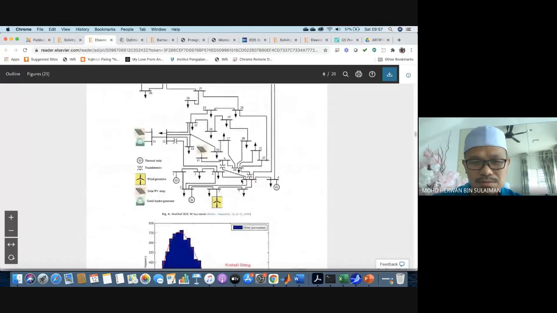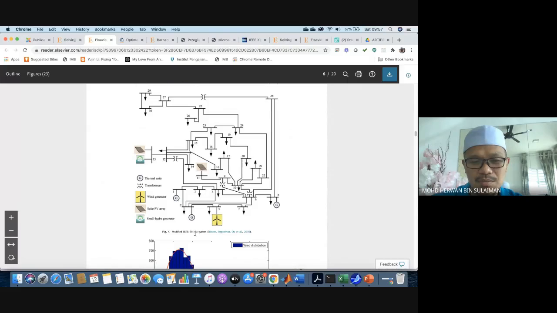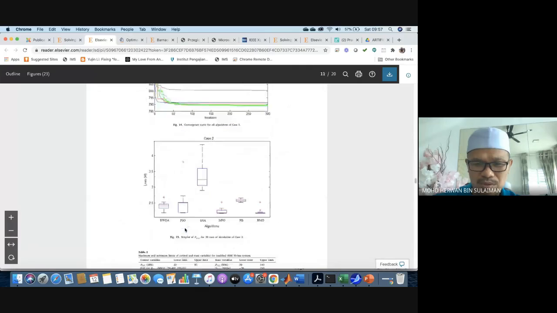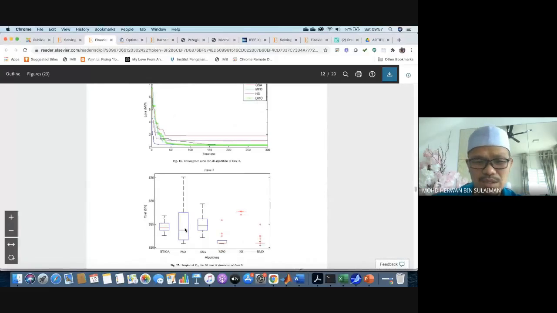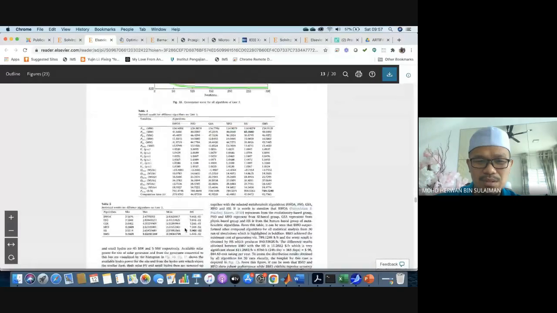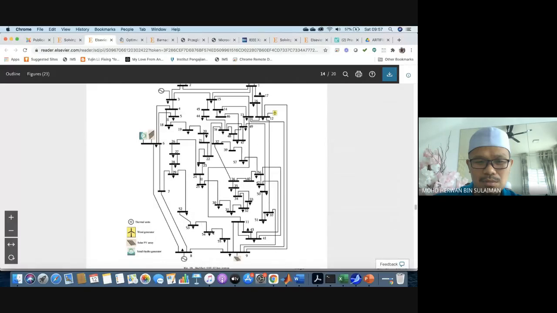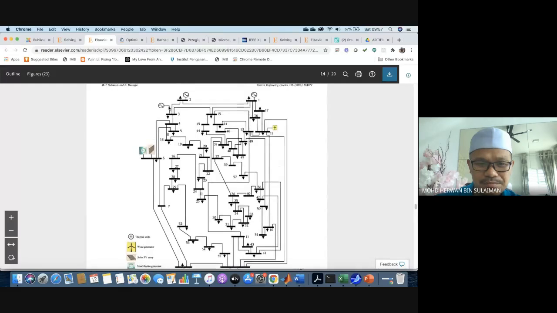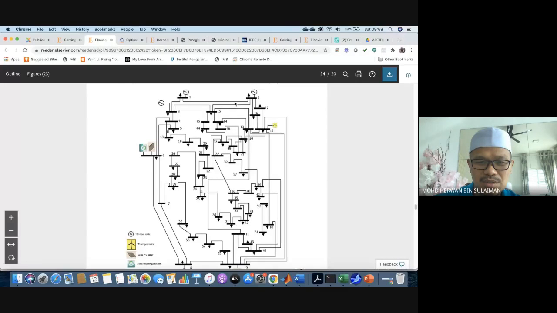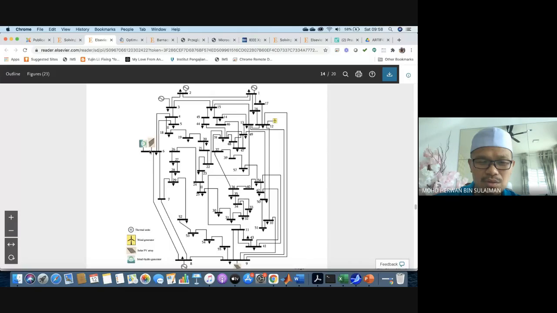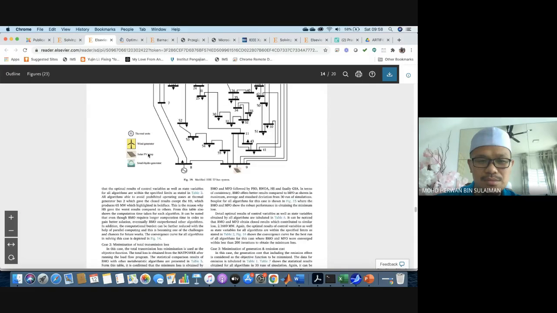This is the modified 30 bus system, because for the 30 bus you can get the data online as well as in the Hadi Saadat book. Why is this paper very long? Because the reviewer asked me to test on another system also, so I implemented it on the 57 bus. Here you have the conventional generators, then we have solar, wind, and the combined solar and small hydro generators. So this one is the 57 bus.